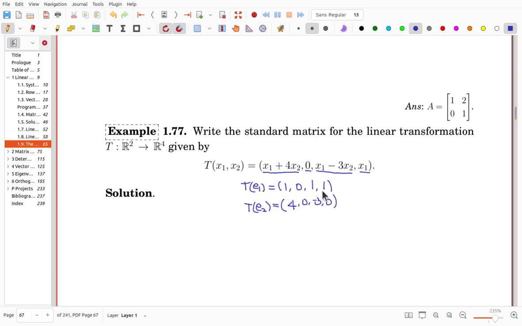So this is your first vector, and second vector. From here, the standard matrix collects the action on e1 and the action on e2 as vectors: the first is 1, 0, 1, 1, and the second vector is 4, 0, minus 3, and 0. Right? Okay, that is the standard matrix for the linear transformation.